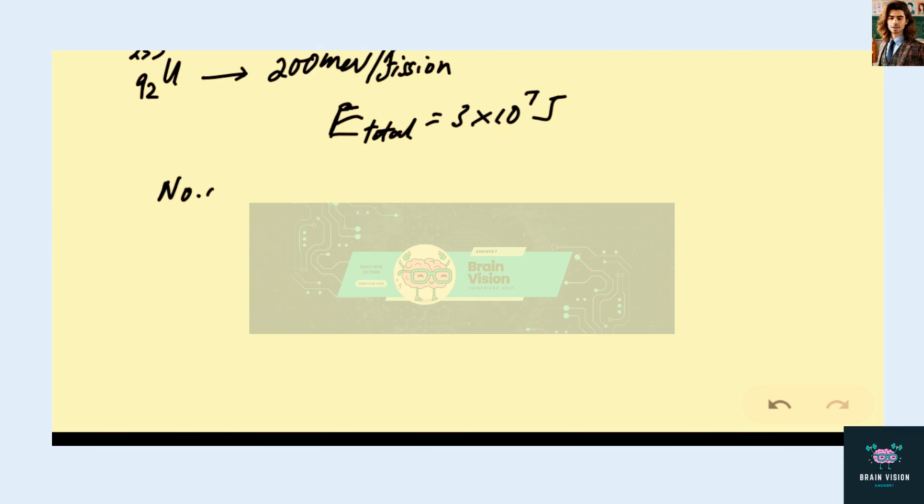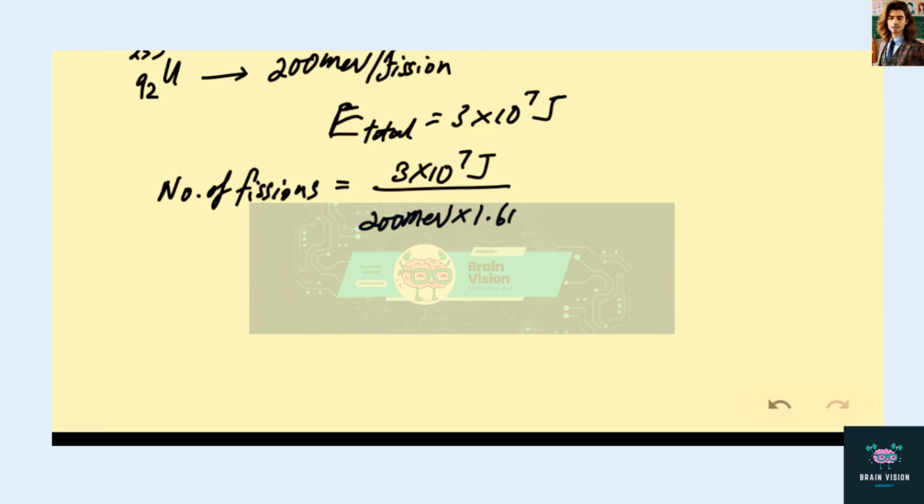So first off, we need to find the number of fission reactions that is required. We take the total energy and divide that by the energy per fission, which is 200 MeV. But we will have to convert them into the same units, so we convert MeV into joules. This will give us the number of fissions, which is also equivalent to the number of uranium-235 nuclides required, since each fission reaction takes up one uranium-235 nuclide.